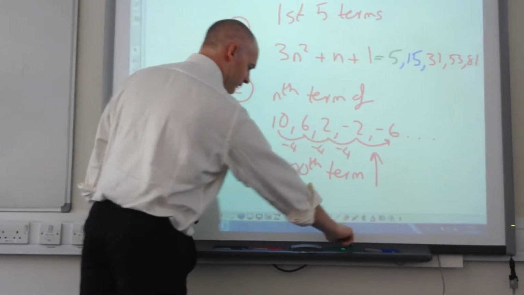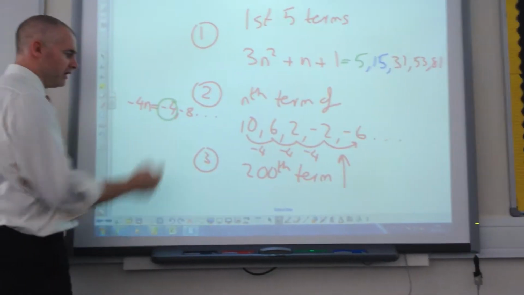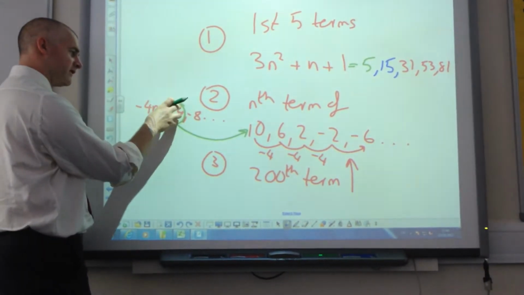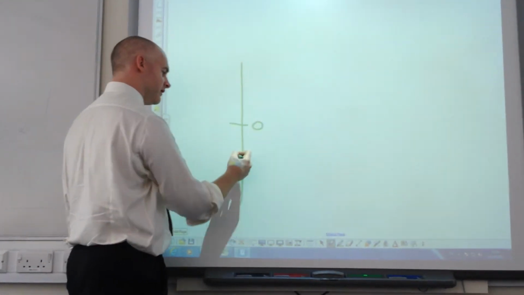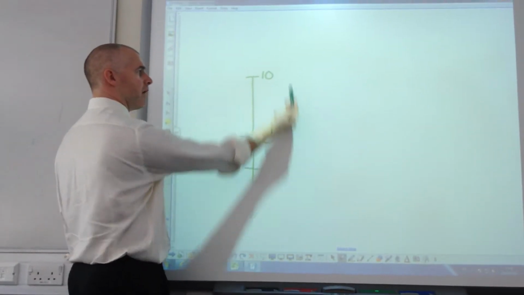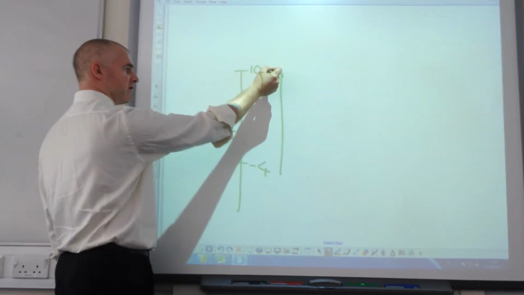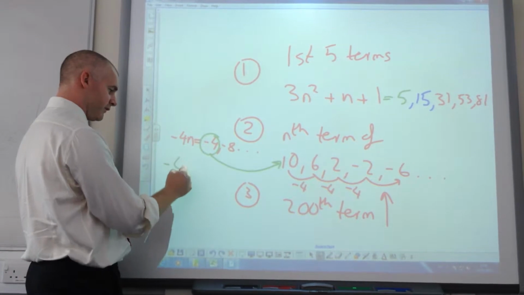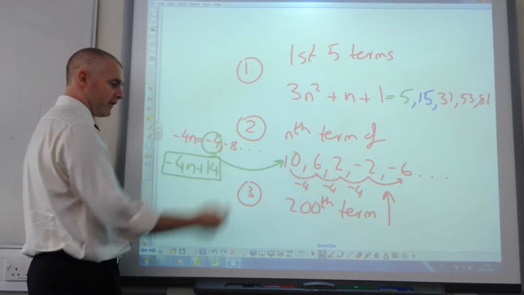You then look at what your sequence is telling you at the moment. It's telling you starting with minus 4, but in fact you want to start with a positive 10. So you're on minus 4 and you want to be on 10. You imagine a line starting at minus 4, wanting to be at 10. You can clearly see you go up, which is plus, and the distance from here to here is 4, here to here is 10, so the whole distance is 14. So my answer is minus 4n plus 14. That is my answer to the nth term.